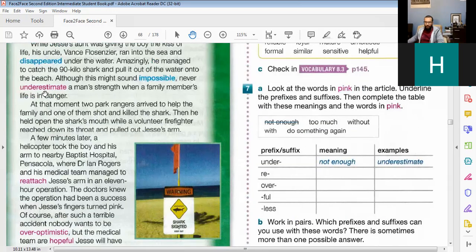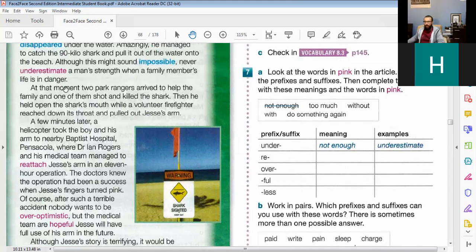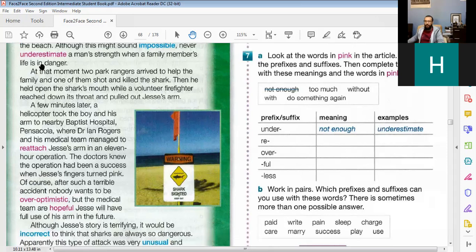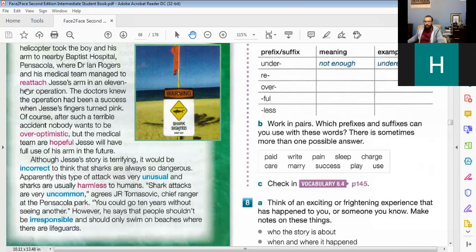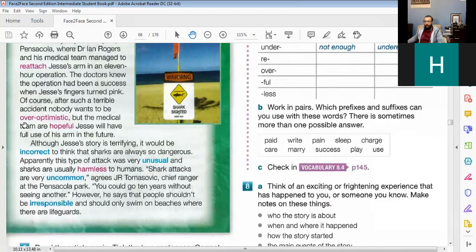So the first word, underestimate. So what do we have here? Do we have a prefix or do we have a suffix? Do we have a prefix? Correct. Under? Under, that's right. Reattach? It's a prefix. Correct. Right. Over-optimistic? It's a prefix. Correct. Over. Correct. Hopeful? It's a suffix. Right. And harmless? Suffix, less.